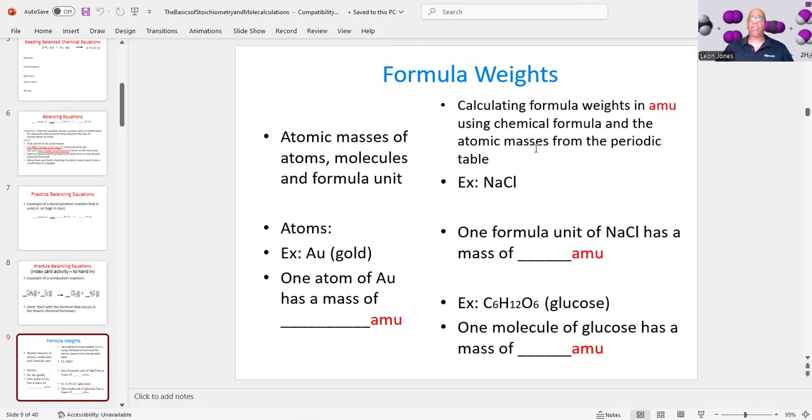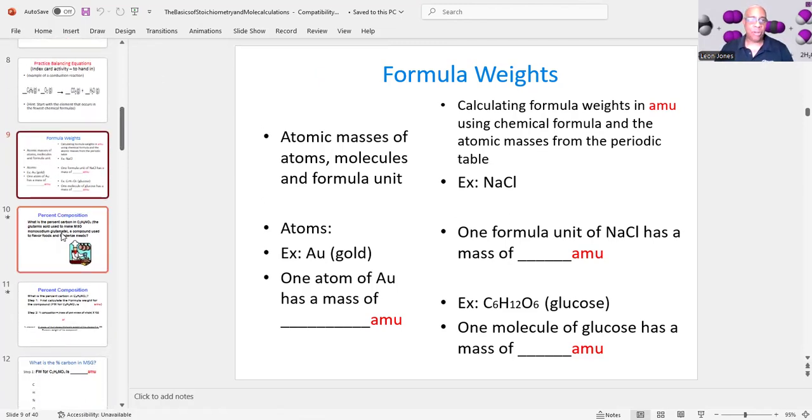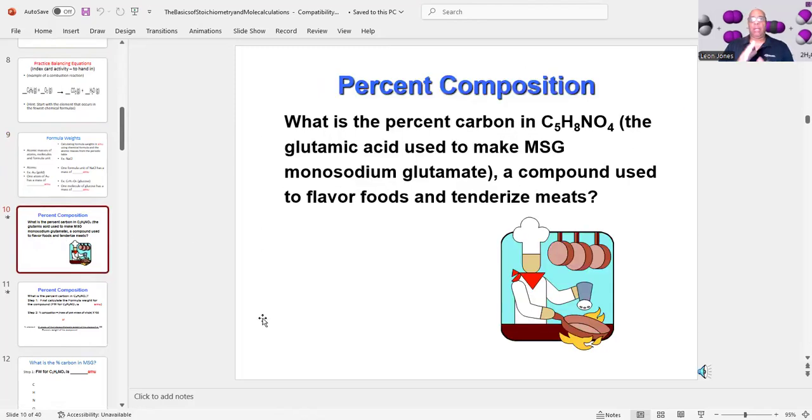Now, NaCl. What is NaCl? I can tell you what NaCl is. NaCl is salt. That's right. NaCl is salt. Now, what is C6H12O6? Those are very, very common. That's known as glucose. And glucose, guess what? That's sugar. So, percent composition.